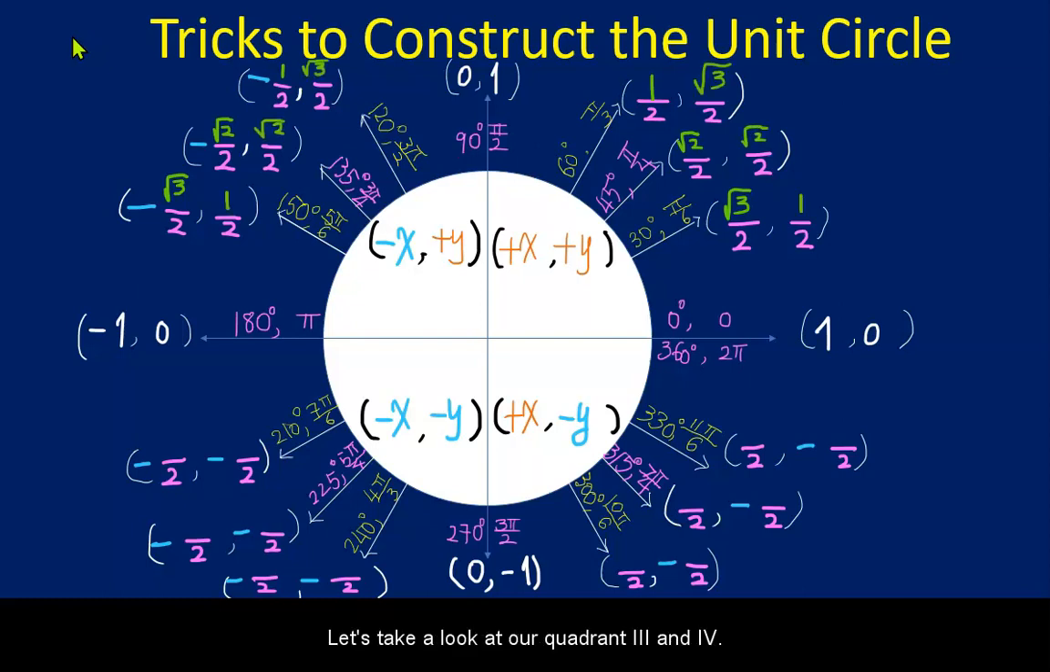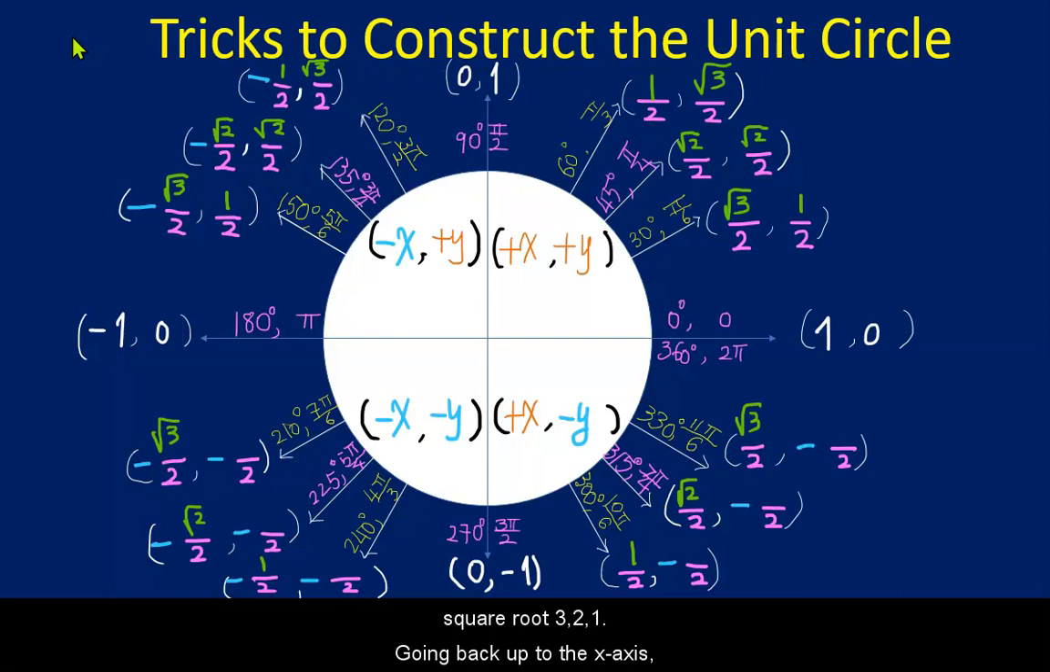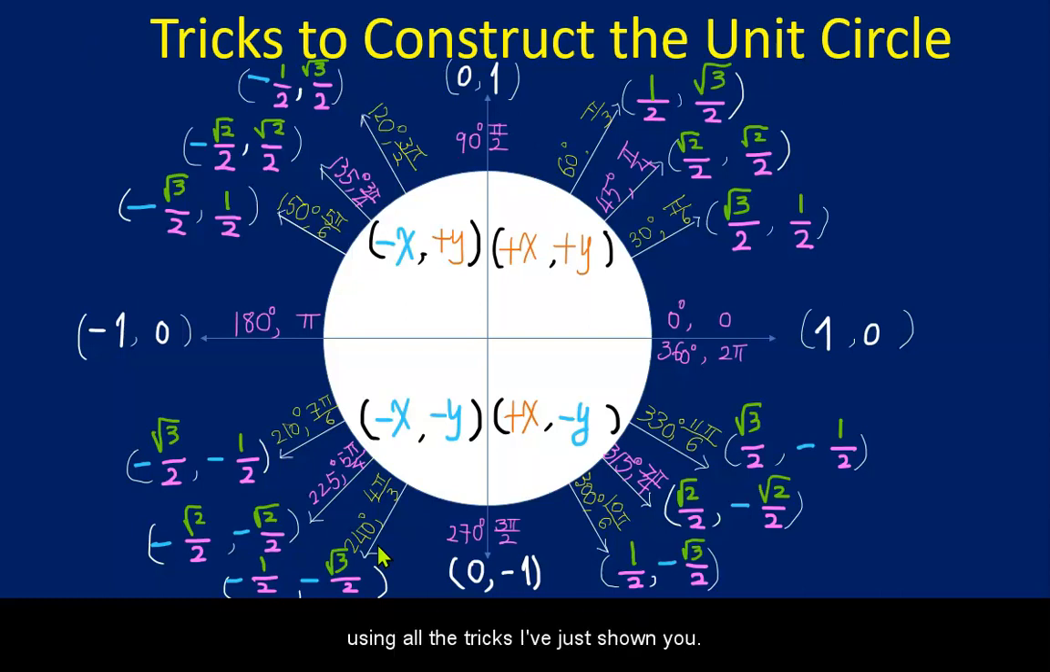Let's take a look at quadrant 3 and 4. This time, we're going to go from the x-axis downward. The numerators for the x coordinates are also square root 3, 2, 1. Going back up to the x-axis, all the numerators for the y coordinates are also square root 3, square root 2, square root 1. And we have just finished constructing the unit circle using all the tricks I've just shown you.